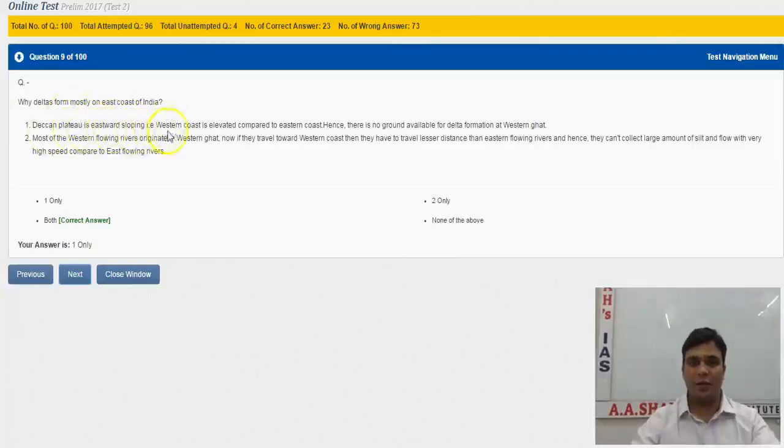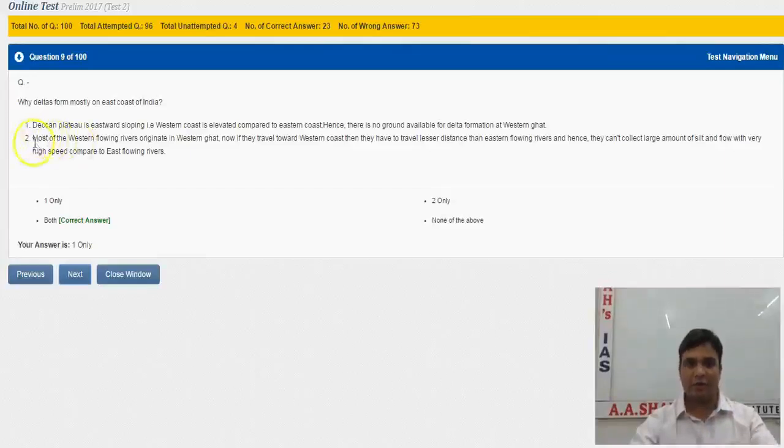Deccan Plateau is eastward sloping, that is, the western coast is elevated compared to the eastern coast, hence there is no ground available for delta formation at Western Ghats. See, in the last discussion also, I have given you a brief idea as to how the Indian landmass is tilted; it has a bias towards the eastern coast. So obviously any water that is flowing is eventually going to unload itself into the Bay of Bengal.